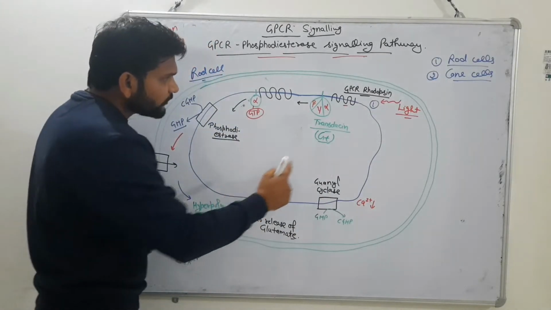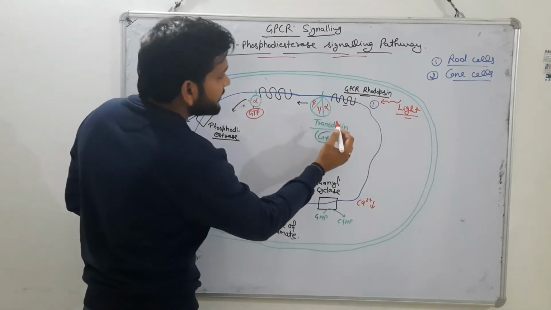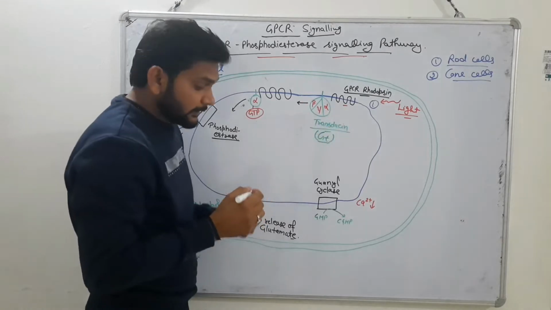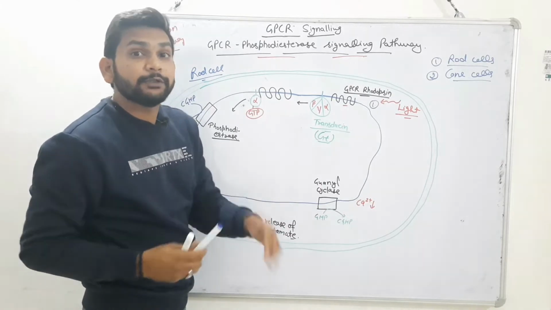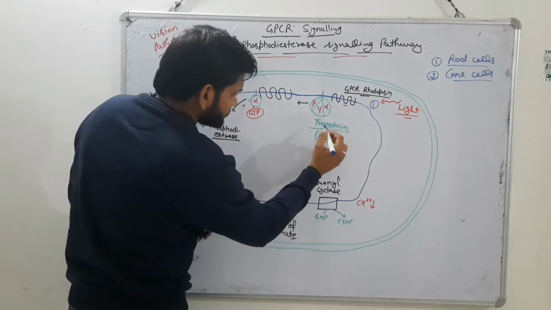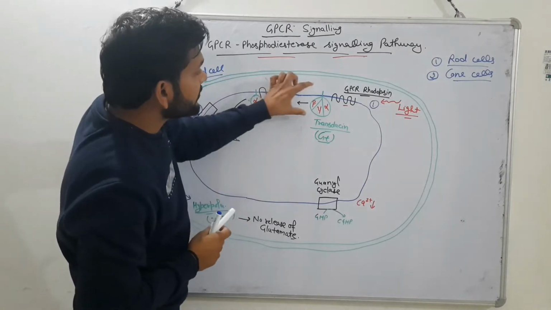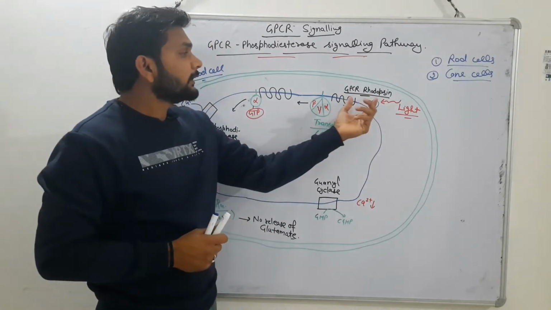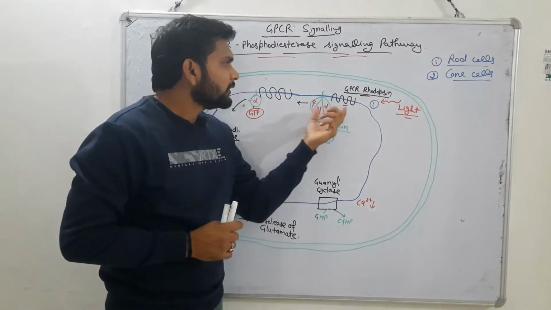When light comes, the GPCR, rhodopsin protein, gets activated. Rhodopsin gets converted into 11-cis retinal and then into 11-trans retinal. This 11-trans retinal activates transducin. What is transducin? Transducin is another protein embedded in the integral membrane, attached nearby the rhodopsin protein.